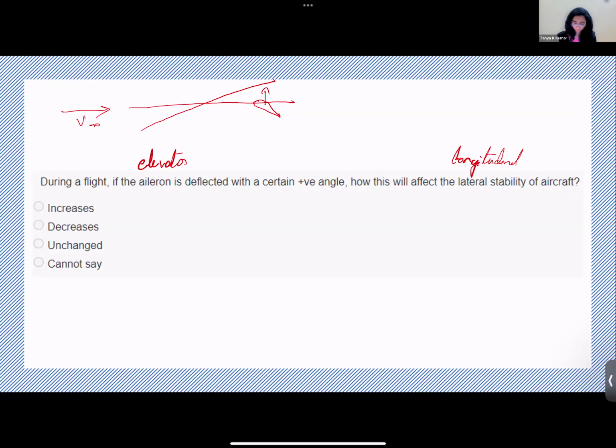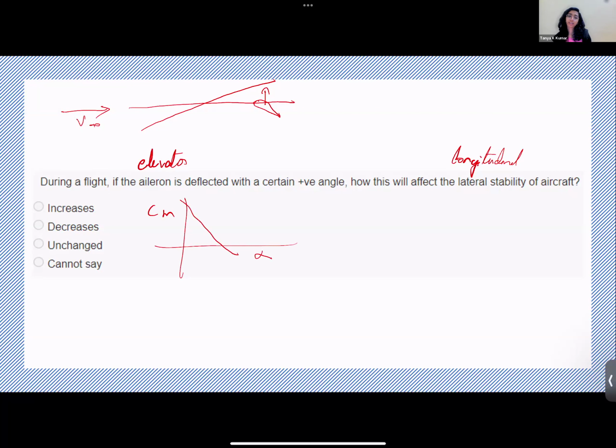Slope of CM alpha. So this is your CM versus alpha. Should the slope of CM alpha be positive or negative? Yeah. Tendency to return to its equilibrium position, negative slope. Correct. All this is true.